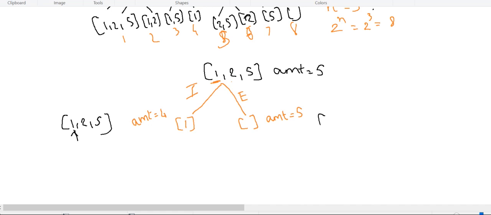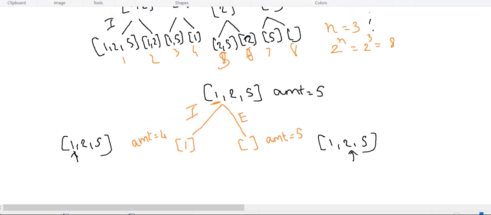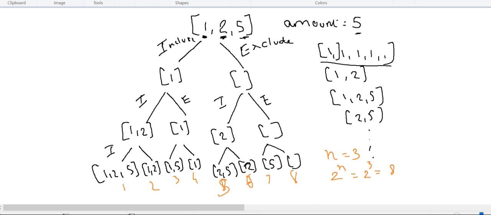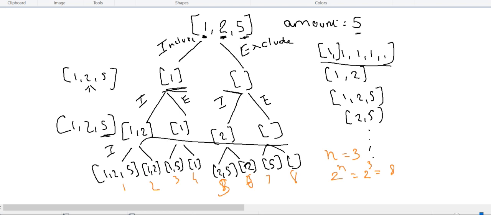Now here I'm excluding the 1, so in this case I will increment my pointer. So this is the difference. In subset, what we were doing is incrementing the pointer. For the first step, the pointer was pointing to 1, and then we were incrementing the pointer to point to 2 for both of these cases, and here we were incrementing the pointer to point to 5 for all of these cases.